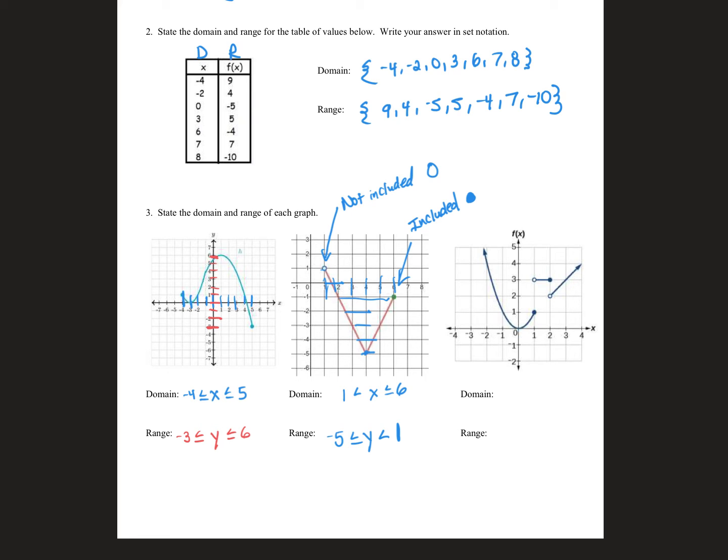All right, and then for our last one, domain, let's go left to right. Now this arrow is telling us it goes on forever. So every single x value to the left of 1 is hit. So how are we going to denote that? We're going to just say x is less than or equal to 1.